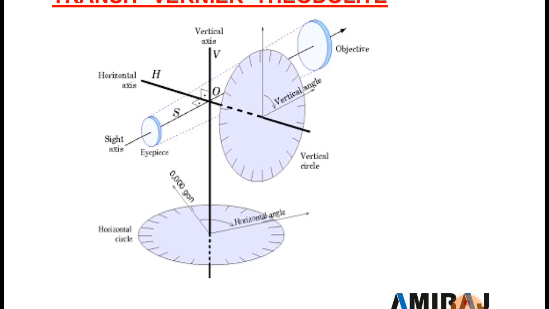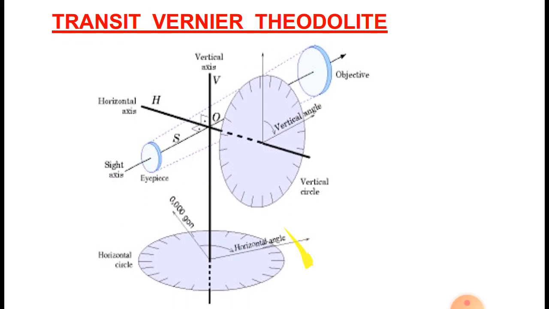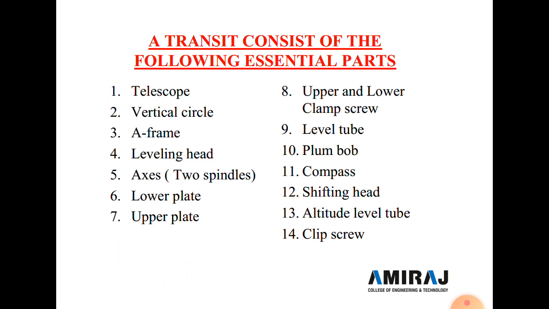For the vertical angle, when the telescope is at 0 degree vertically, means in this direction, clear? At that time the telescope is at 0 degree, which means the telescope is perfectly leveled and in a horizontal direction only. And here, the horizontal angle, we measure this horizontal angle only.